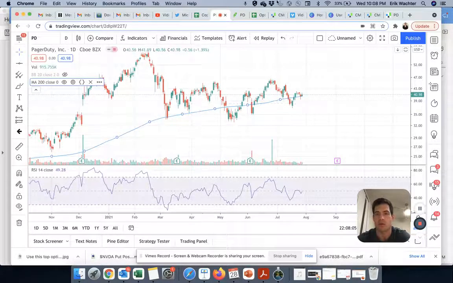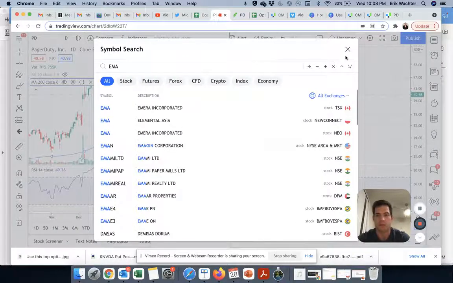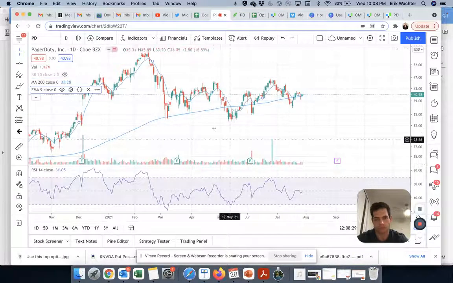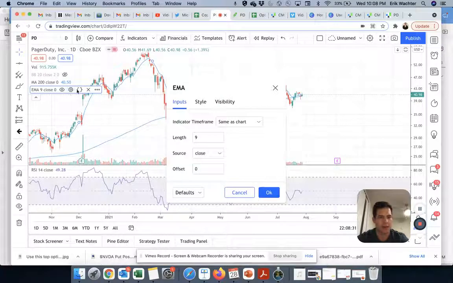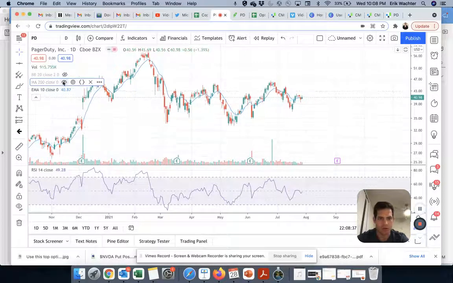But we have two other technical parameters that must be met as well. So let me add the other one, which was the 10-day exponential moving average, okay? So bear with me. All right, I'm about to set the 10-day exponential moving average. Okay, and then I'm gonna erase this so we can get a better look.